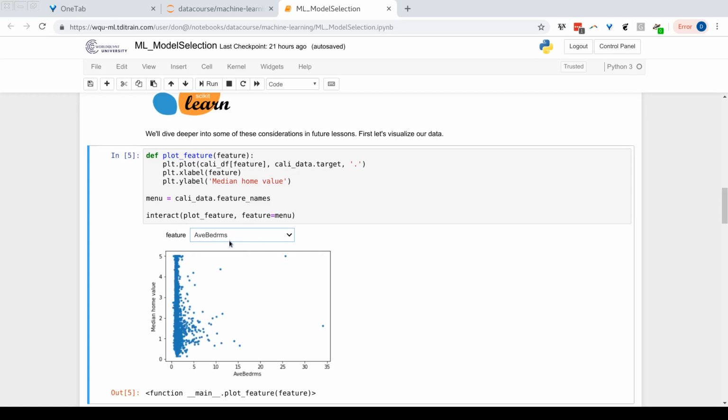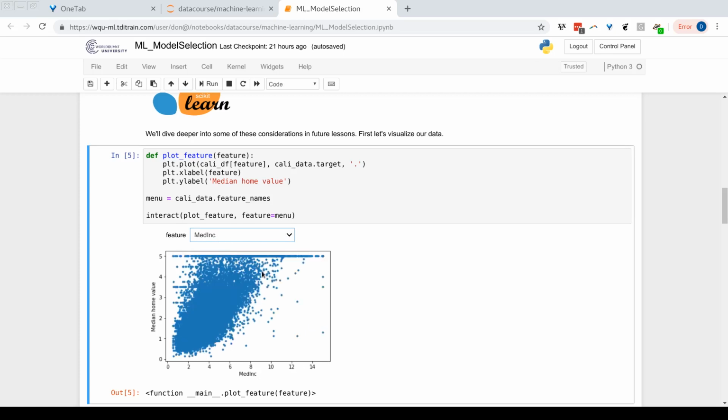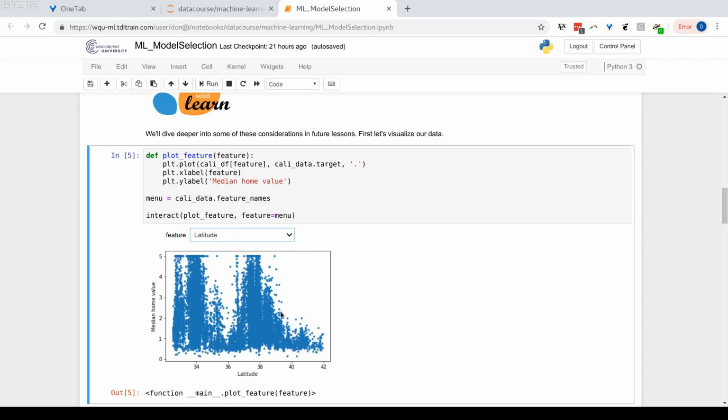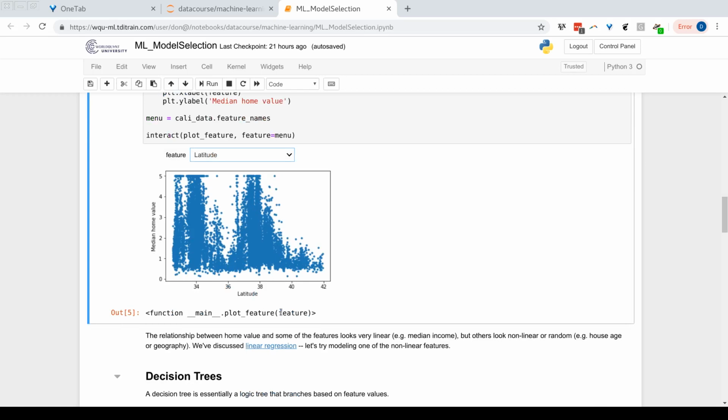If we quickly look at this, one of the things that becomes apparent is that the median income perhaps has the strongest linear correlation. But let's look at latitude. Here we have a situation where using a linear regression model perhaps won't make the best use of this feature, but a nonlinear model can perhaps capture this nonlinear behavior that we see with regards to latitude. So let's do that for the next example. We're going to focus on the decision tree model.